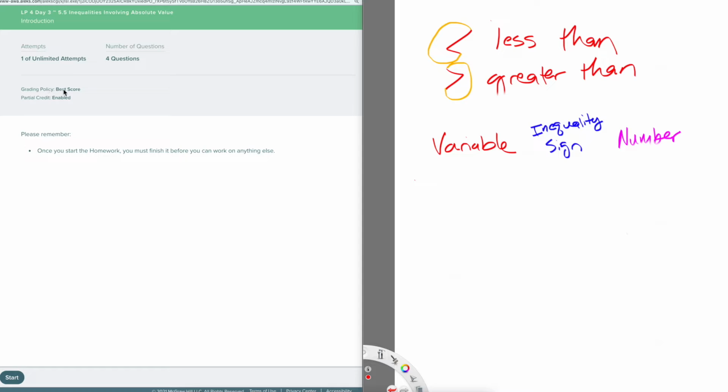Grading policy's best score. So that means that whichever attempt is the best one is the one you keep. And partial credit is enabled. So if you answer 1 of 4 questions, you get credit for the 1 question.